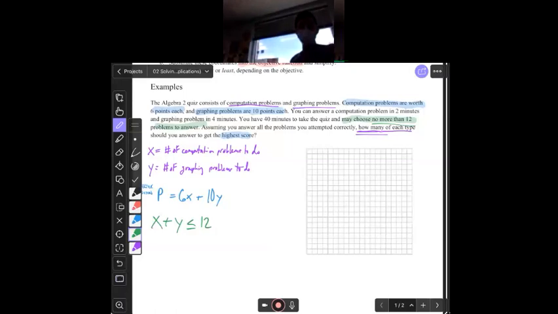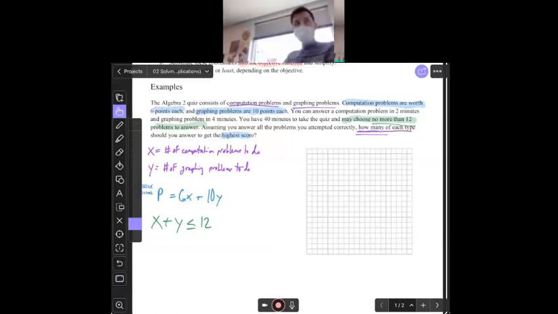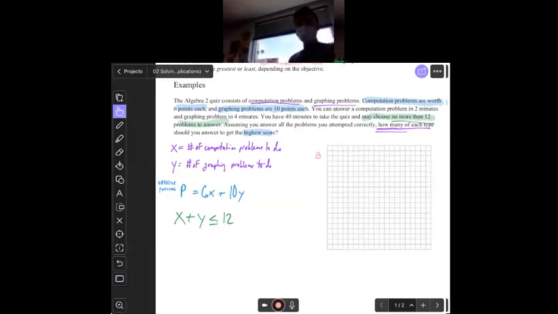Right? And probably the biggest, easiest mistake to make with these is to flip that around, because then your shading is going to be in the wrong direction, and that's just going to mess everything up. Okay? So being really careful about how you arrange that inequality symbol. Okay? Well, what else is constraining us in this problem?